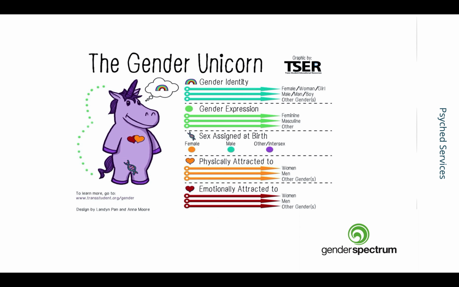So the third is sex assigned at birth, which we've already talked about. The fourth and fifth are who we're attracted to. So who people are physically attracted to and who they're emotionally attracted to.